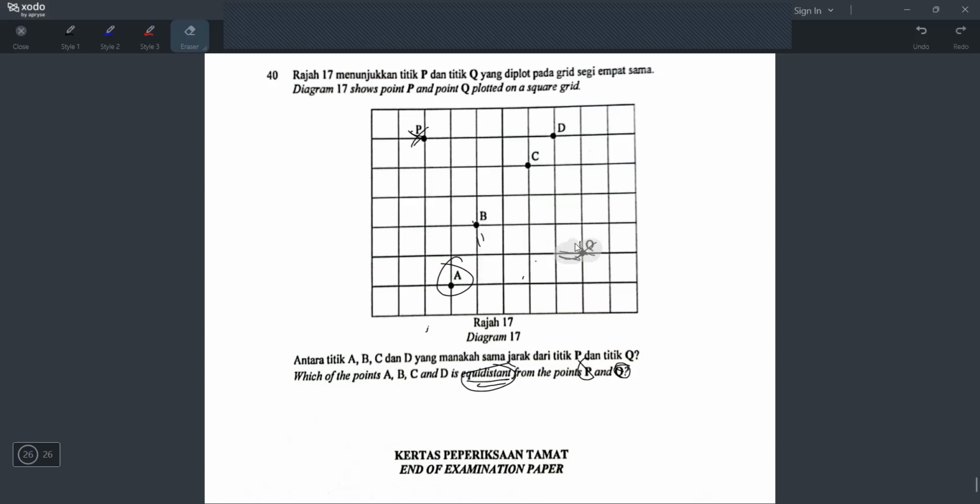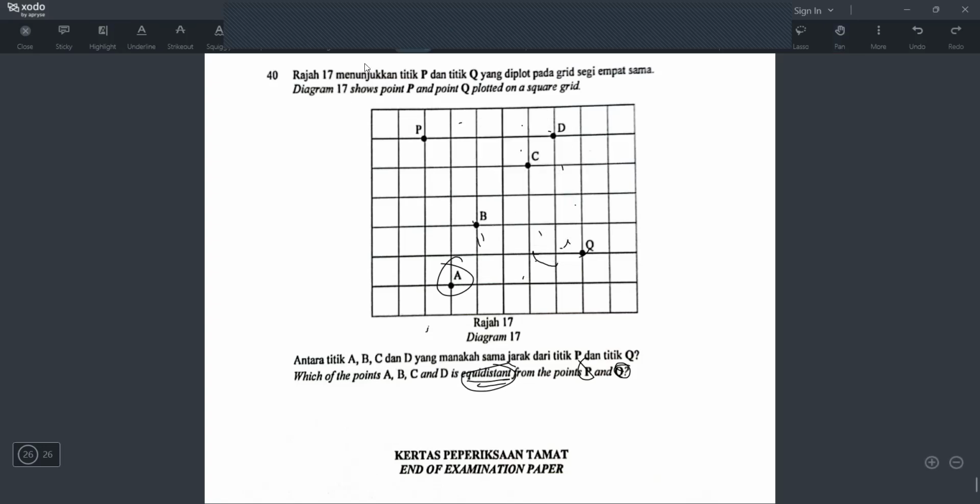Let's try with C. For C, is the P to C distance equidistant with C to Q? Let's count. We cannot count like this because it's slanted, so we count horizontal 1, 2, 3, 4, and then vertical 1. Horizontal 4, vertical 1. This one, horizontal 2, vertical 3. So not the same also. What about PD and DQ? PD is horizontal 1, 2, 3, 4, 5. This one is horizontal 1, but vertical 1, 2, 3, 4. Not the same also. The last one, this one will be the same, right?